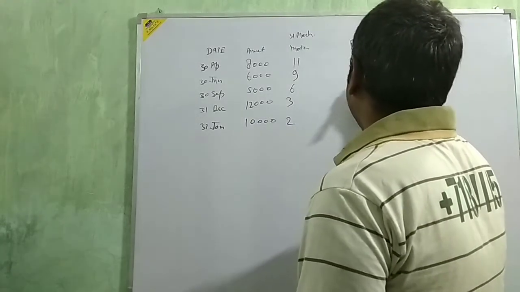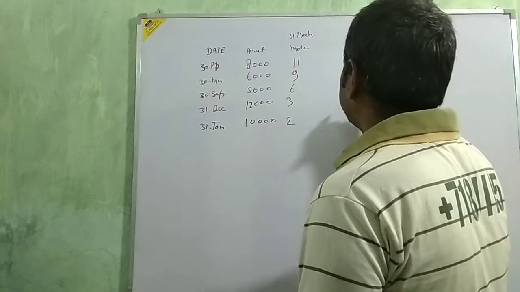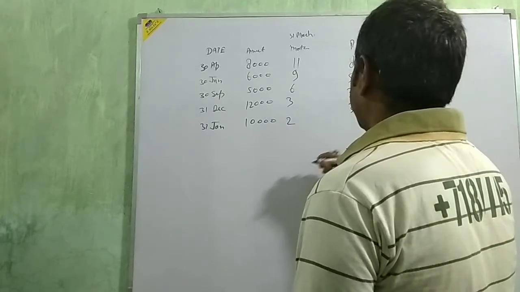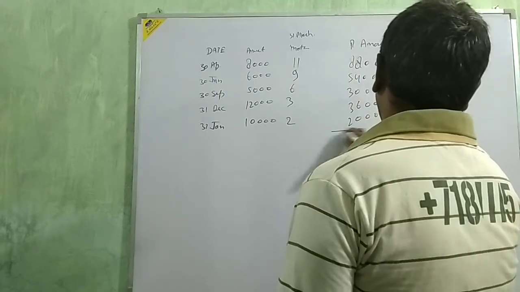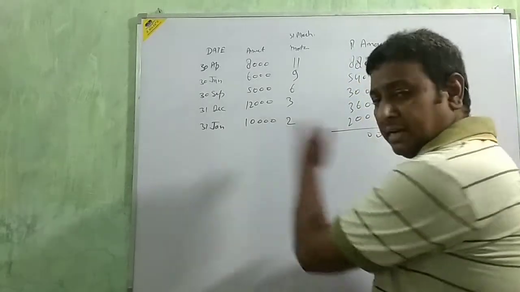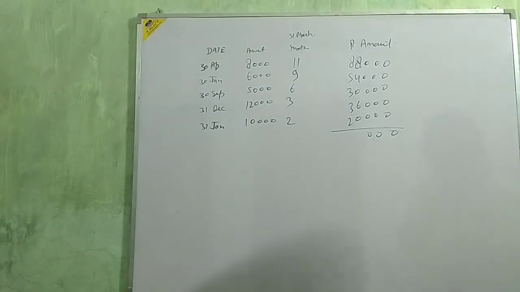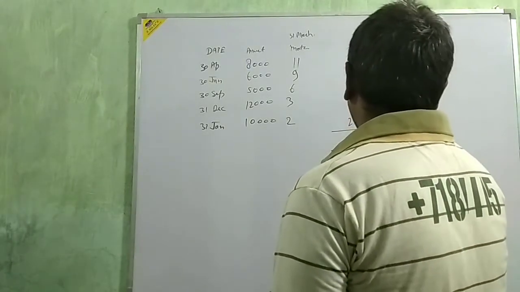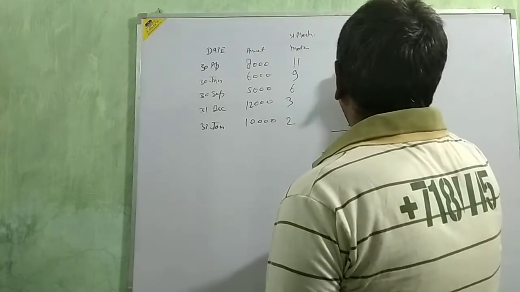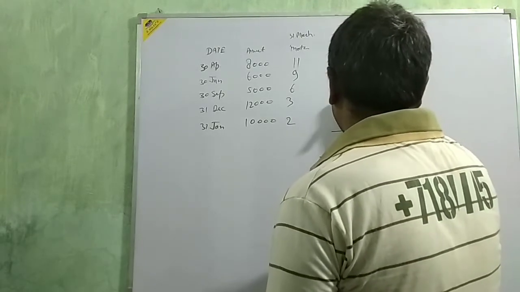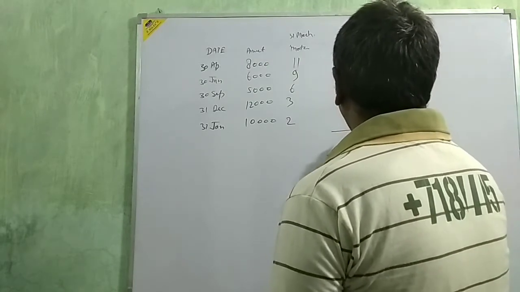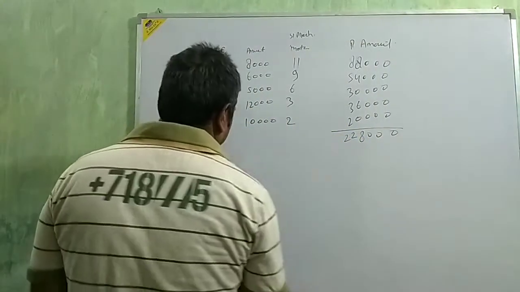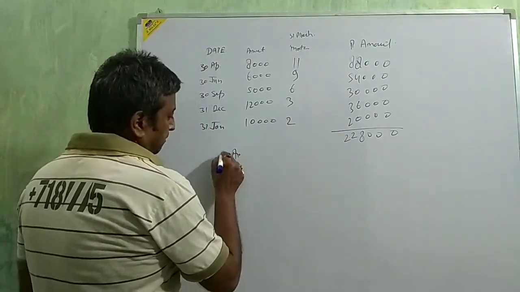88,000, 54,000, 30,000, 36,000, 20,000. Okay, beta, just multiply. Just multiply the things. Okay, beta. Then here: 8,000, 8, 5, 13, 16, 19, 21, 22. Okay.